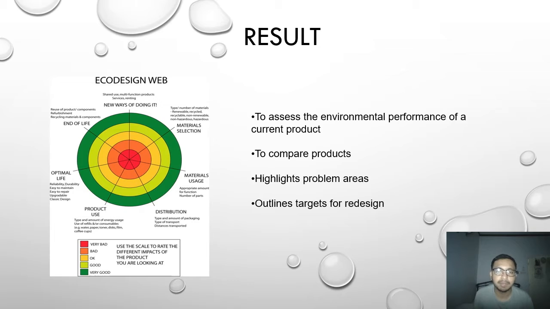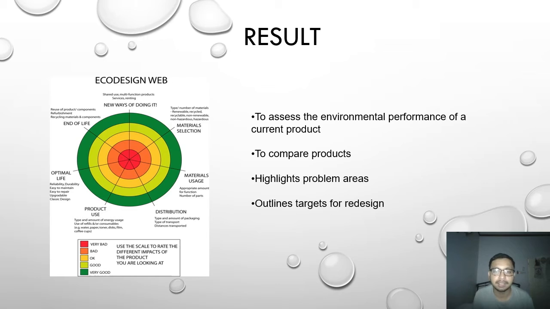The eco design web's function is to assess the environmental performance of a current product. With this eco design web, we can know the environmental effect of our product. This is a very useful tool for us to calculate the environmental impact before we produce a product.